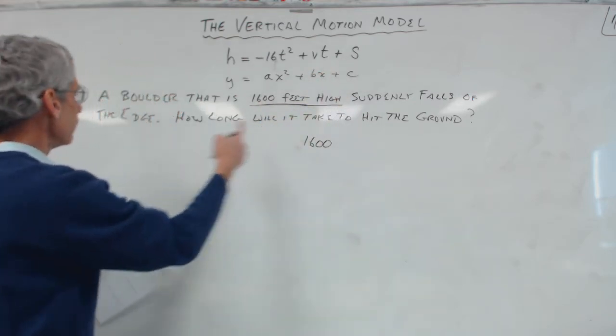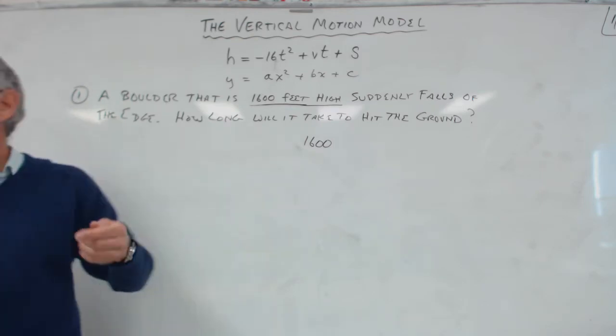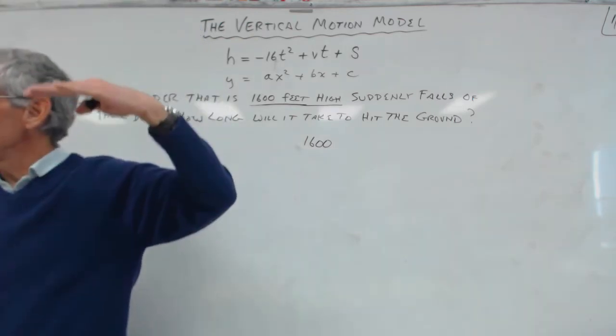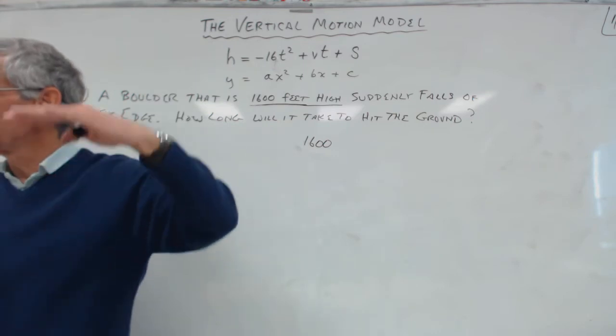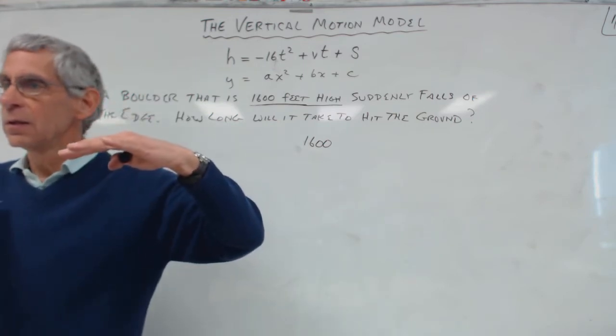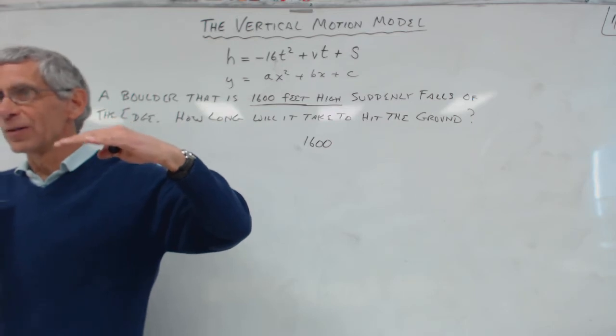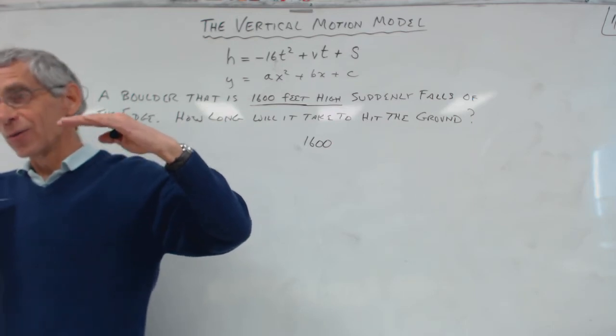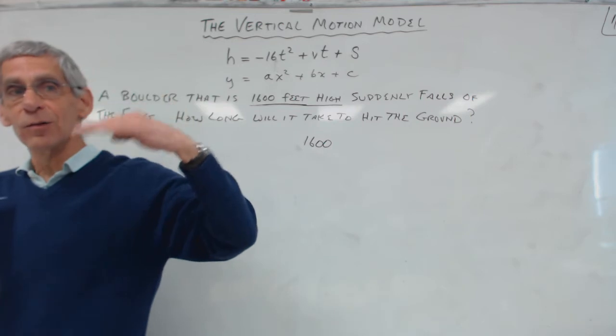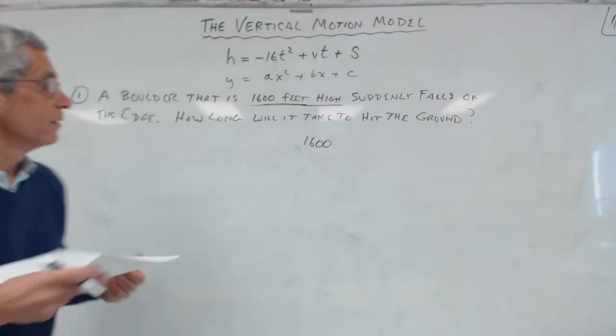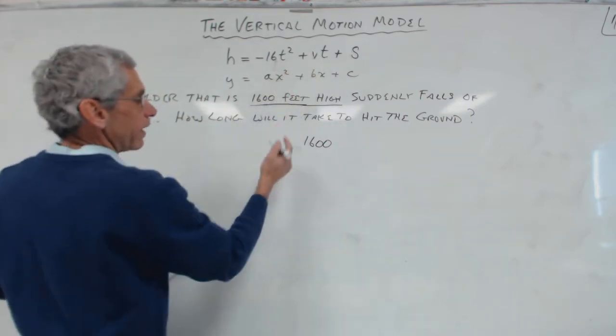And then it says it suddenly falls off the edge. Is there any vertical velocity going upwards when the boulder is falling? No. Unless there's a little lip. Fortunately, there is no lip on this particular edge. But that's a great question. If there was, then there might be a little bit of vertical velocity, right? So we know we don't have that.